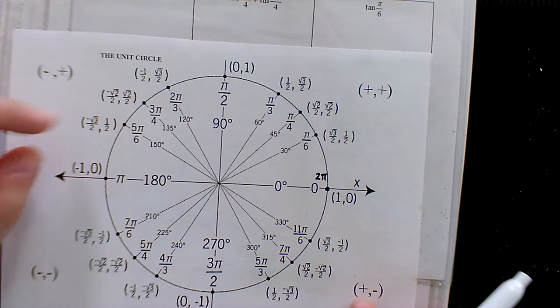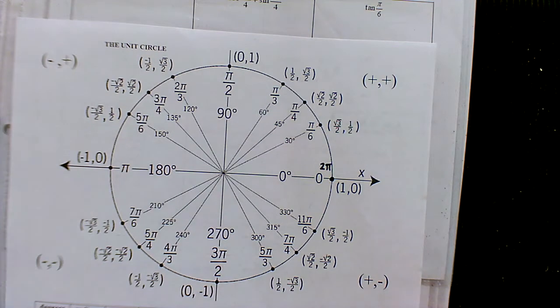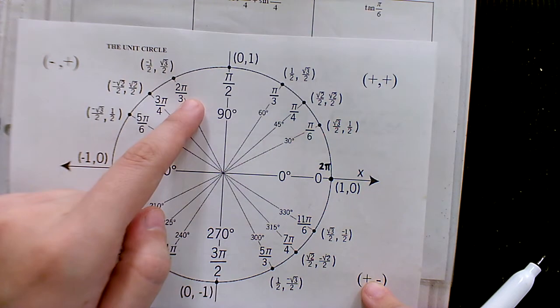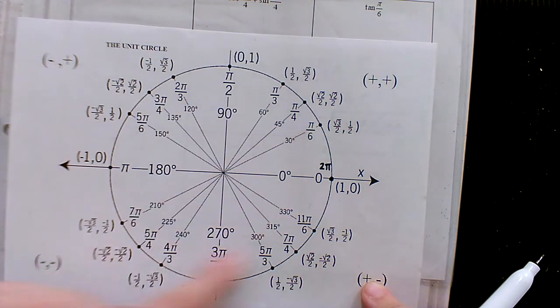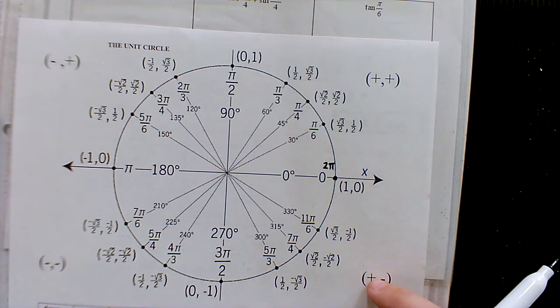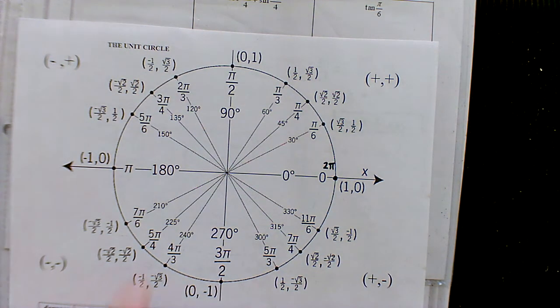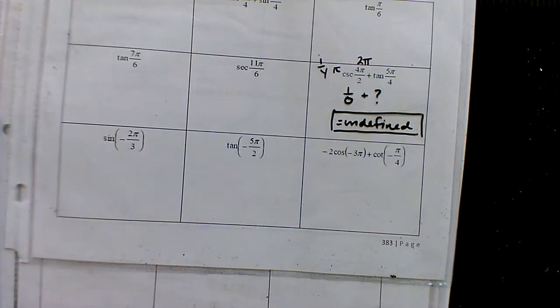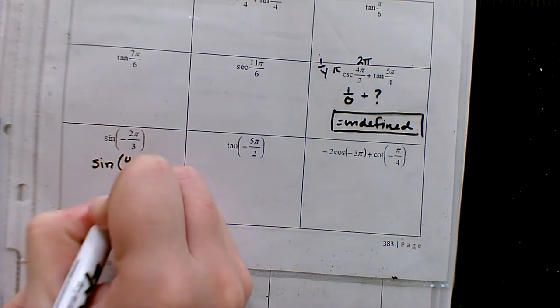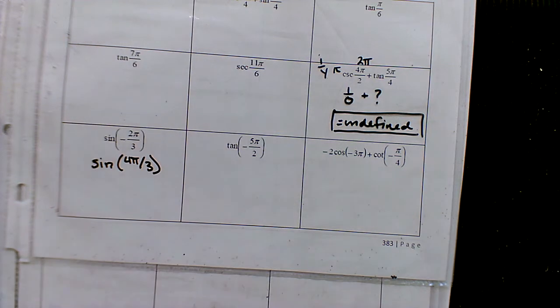Can you tell me where we would land if we were to travel 5 points backwards? Instead of going a positive 2 pi over 3, we want to go a negative 2 pi over 3. Where would we land? Yeah. 4 pi over 3. Okay, so this value is the same as the sine of 4 pi over 3.